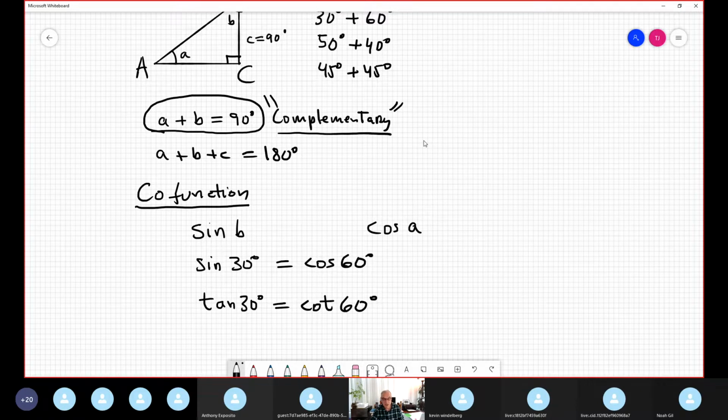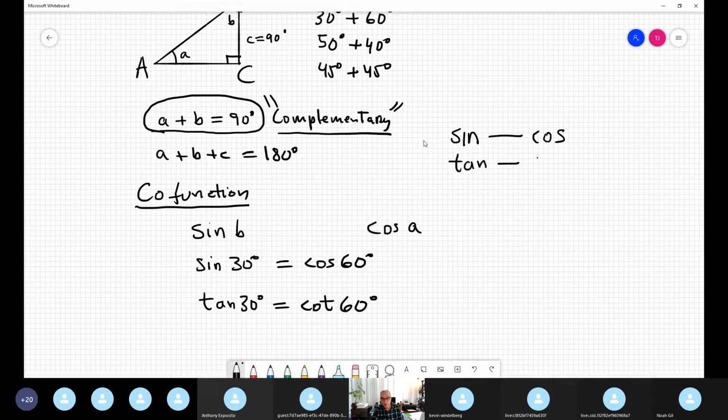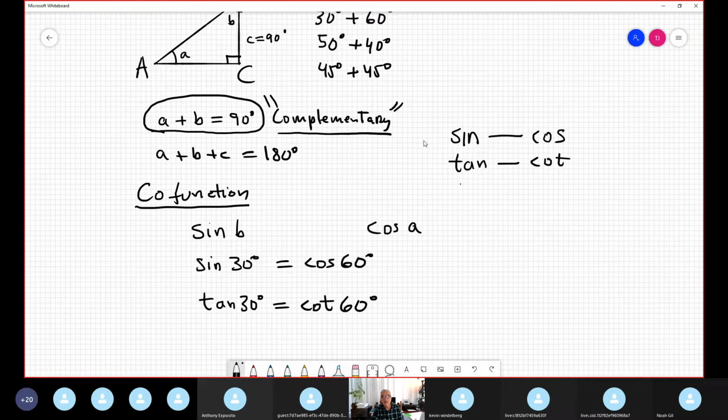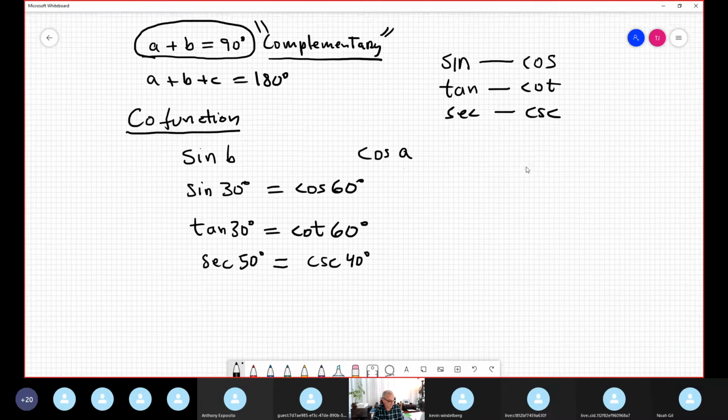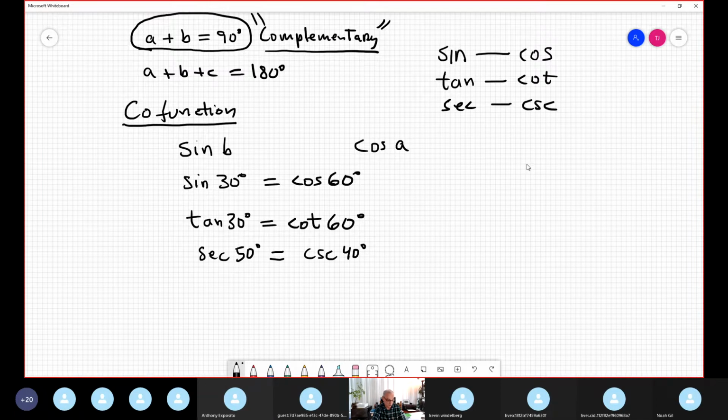So the family of the cofunction is sine matching with the cosine. Tangent matching with the cotangent. And secant matching with the cosecant. Likewise, o sea, for example, secant 50 degrees is equal to cosecant 40 degrees. Because 50 and 40 are complementary angles and matching with the cosecant. Do you understand very well the cofunctions?